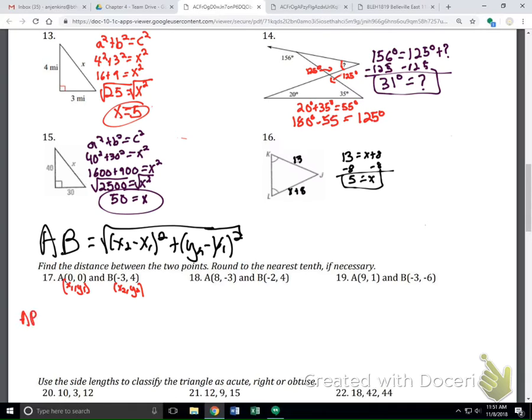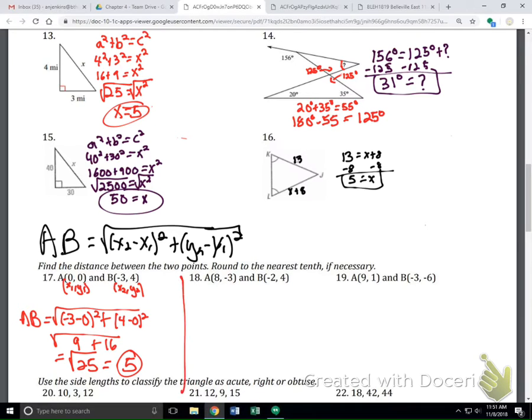So AB equals the square root of negative 3 squared plus 4 squared. Negative 3 squared is 9, plus 4 squared is 16. 9 plus 16, the square root of 25 is 5.